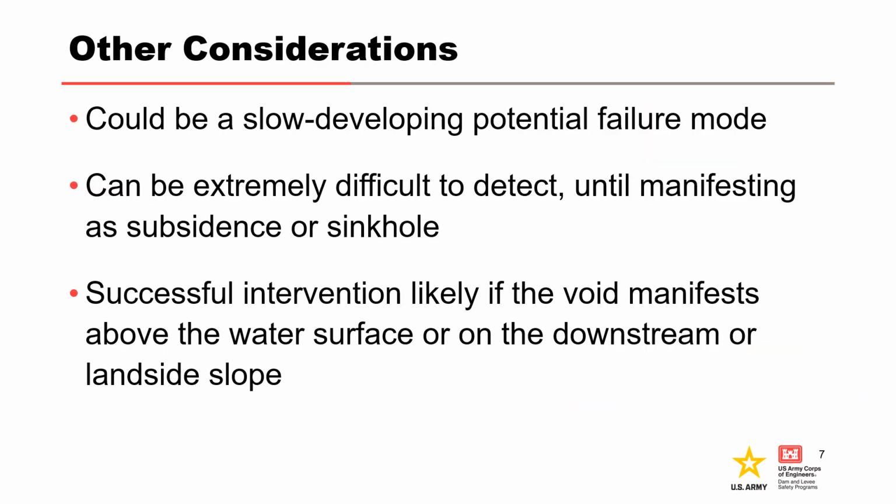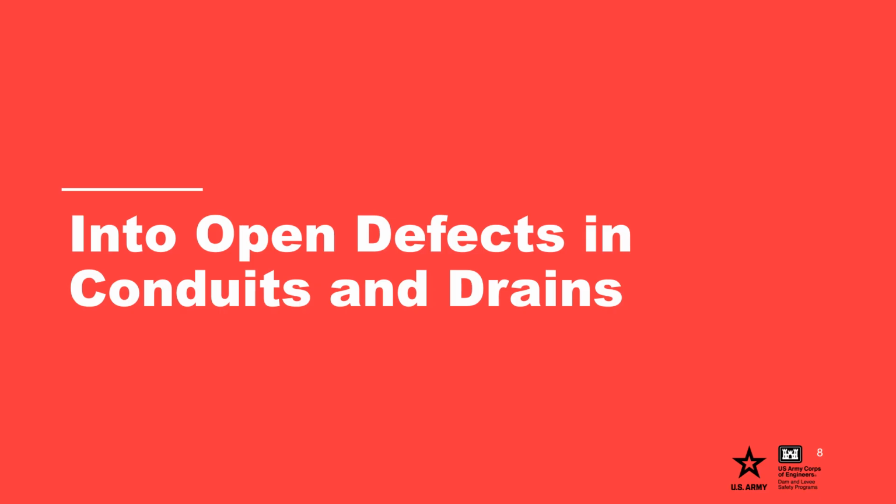Some other things to consider for internal migration are this failure mode can develop very slowly over a long period of time. It can be very difficult to detect until the void progresses to the surface and is observable, and successful intervention is likely if the void forms above the water or on the downstream slope. Our first scenario of internal migration into open defects in conduits or drains will be discussed in the following slides.